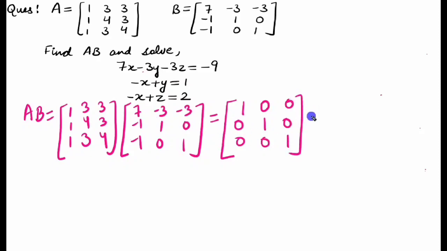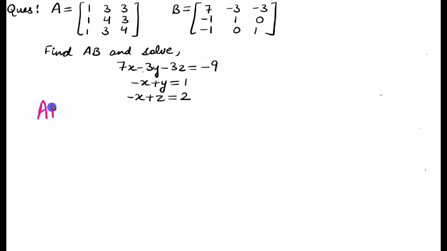So here what we have got is AB is equal to I. The value of AB is the identity matrix of order 3. So here we have found that the matrix AB comes out to be I. Now next we have to solve the system of linear equations.